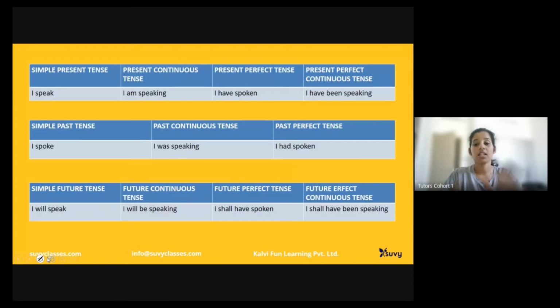So again, let's see the table. For the simple future tense, we say I will speak. So you are not mentioning if you have started earlier or when you will end. You are not specifying anything. In the same way, for the future continuous tense, you are telling that you will be speaking.